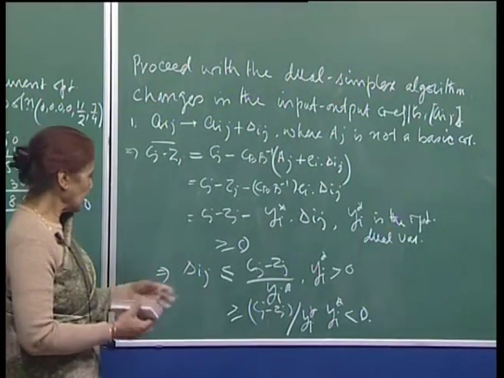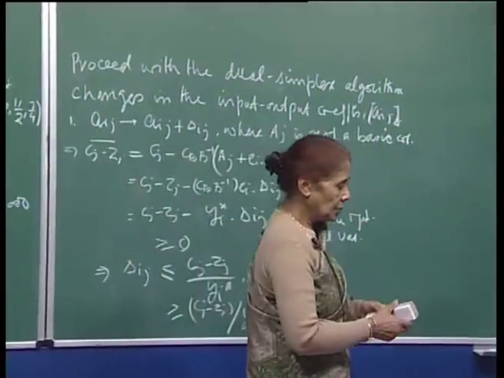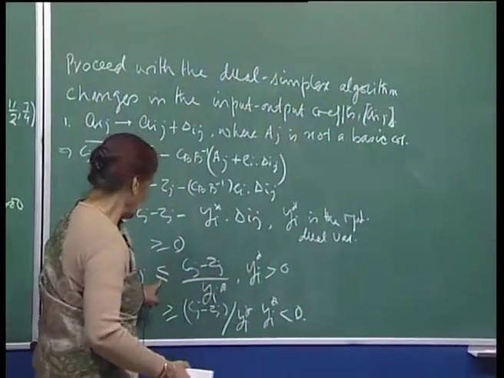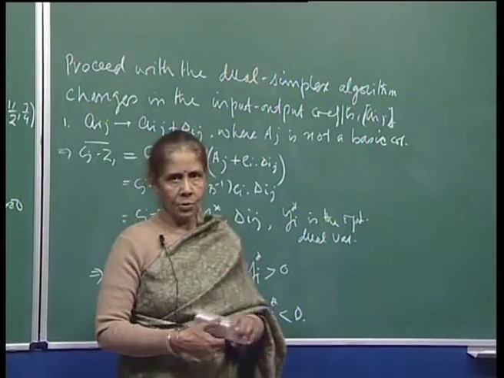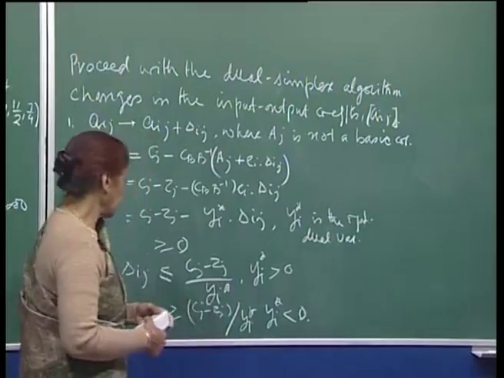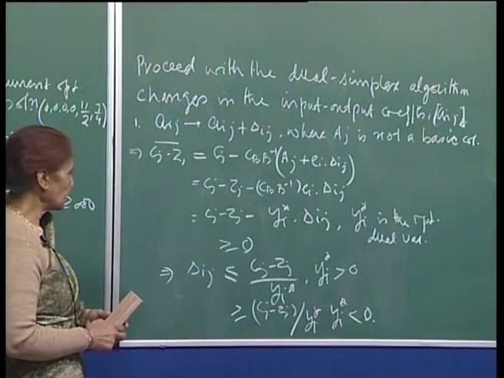In either case, if your Dij exceeds the required limit, then as long as Dij in this case is less than, or in this case greater than, your current solution remains optimal. You do not have to do anything, but if it exceeds these limits, then you can proceed with the simplex algorithm. Right.